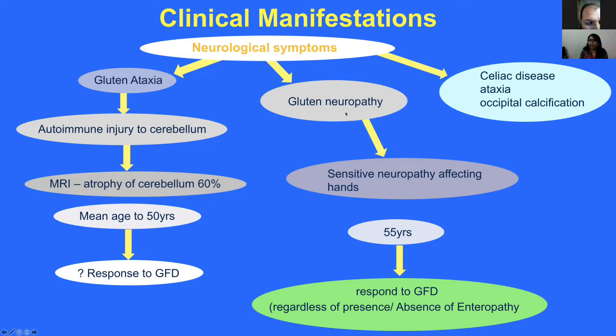Second comes gluten neuropathy. They can have sensory neuropathy affecting hands or feet, and the age is around the 5th decade. And the response to a gluten-free diet can be there regardless of the presence or absence of enteropathy in these patients. Interestingly, a syndrome has been described in which patients with celiac disease have ataxia and occipital calcification. So you can see the varied presentations with ataxia, neuropathy, and different presentations in the neuro department.